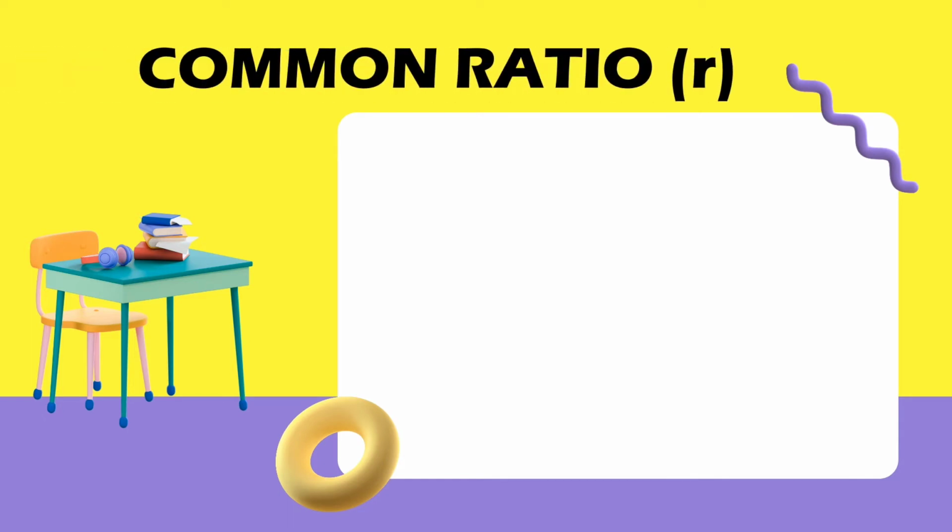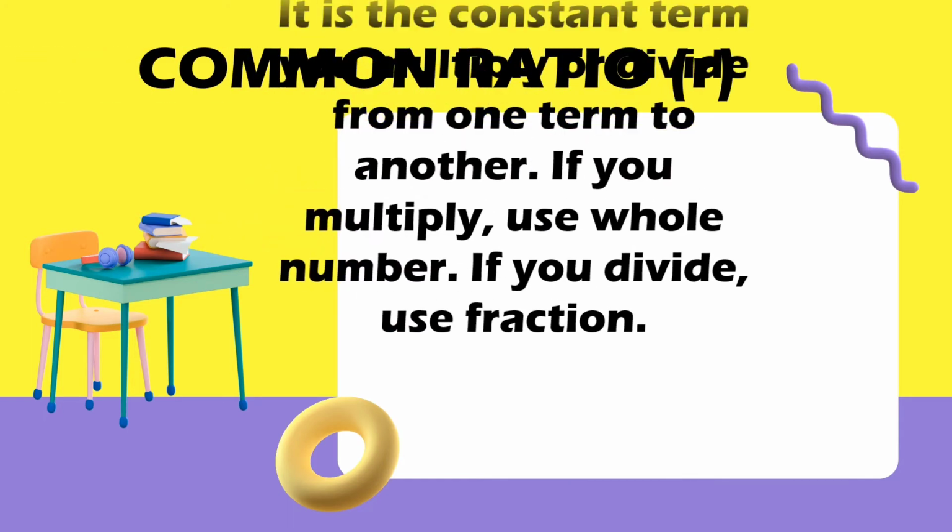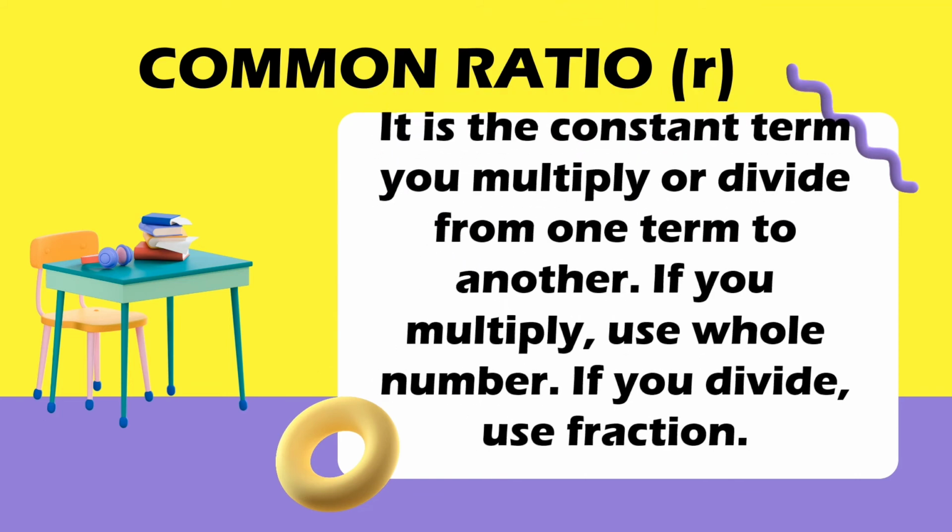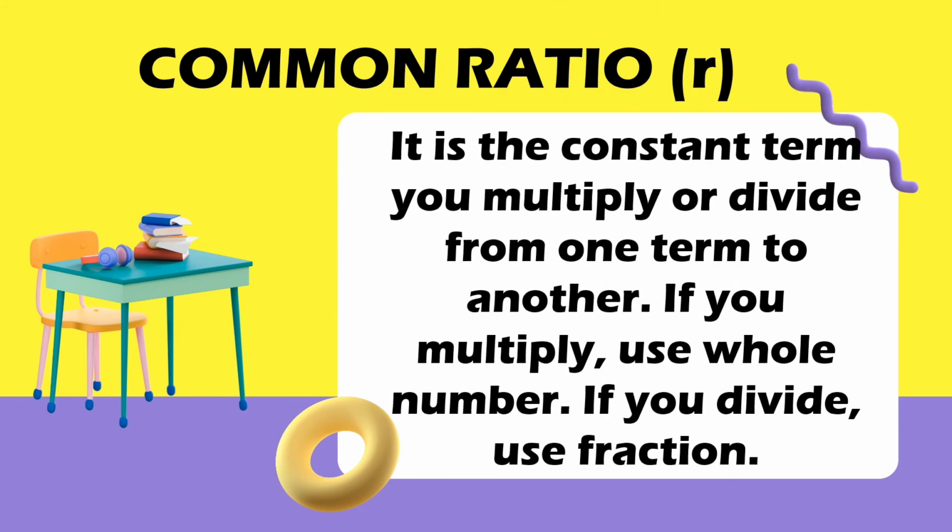The constant term you multiply or divide from one term to another is what we call the common ratio, represented by small letter r. If you multiply, use a whole number as your common ratio. If you divide, use a fraction.